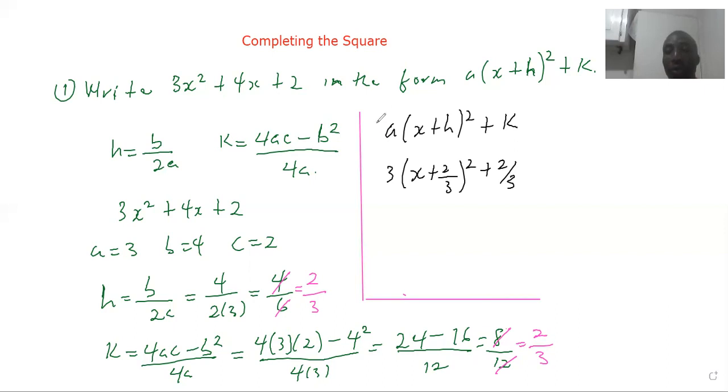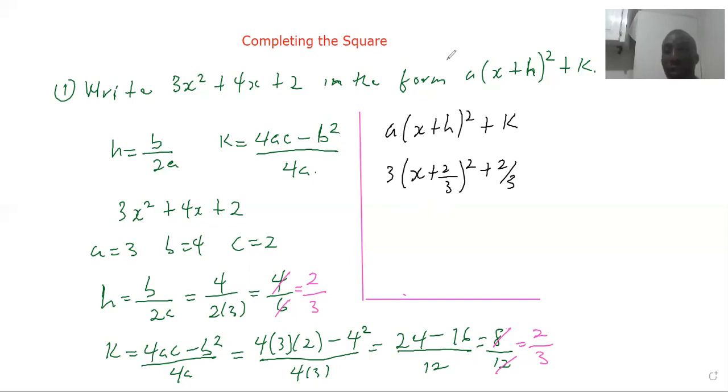Then the next step is you substitute the values of a, h, and k inside the formula. Our a is 3, our h is 2 over 3, and our k also happens to be 2 over 3, and that is the answer. Right. So we are going to look at one more example. All right, so let's go.